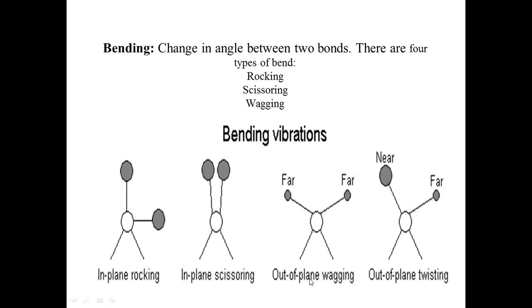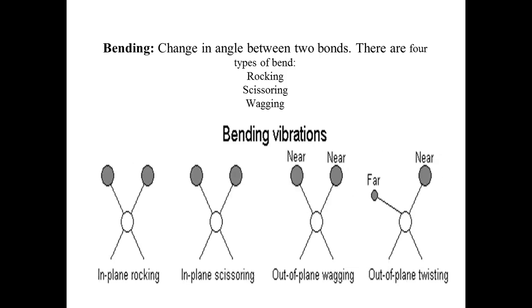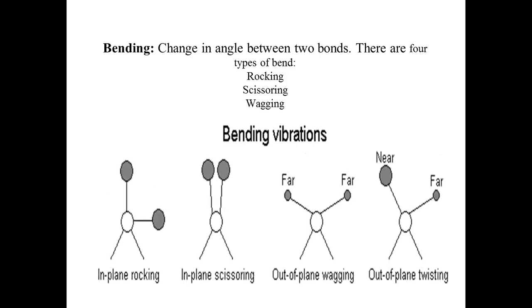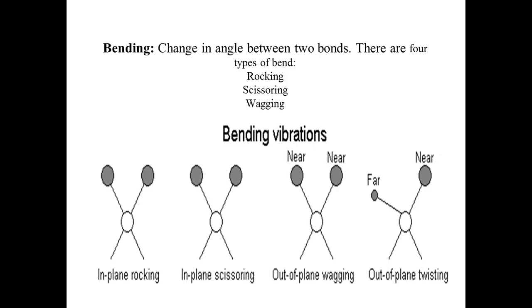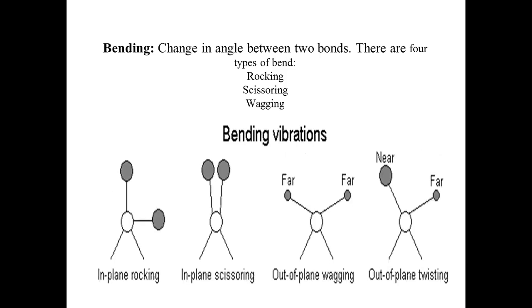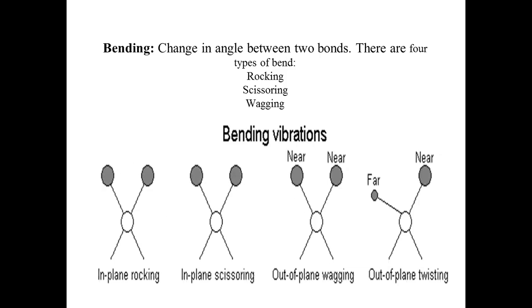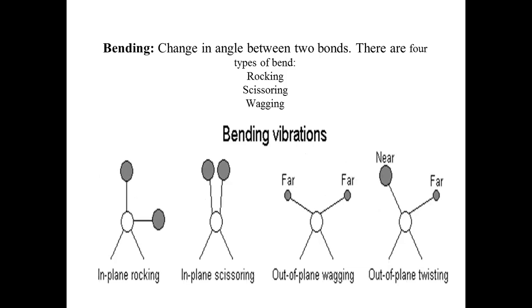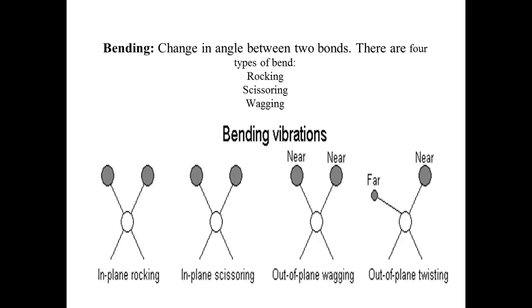In out of plane bending kind of vibrations, as the name suggests, it is out of plane, meaning the atoms are changing their planes from the previous plane. So the first kind is wagging kind of vibration. In case of wagging vibration, both the atoms will come closer to the observer at the same time, or they will move away from the observer at the same time. So you can see here in this particular motion, both of them are in agreement. They are coming closer to the observer at the same time.